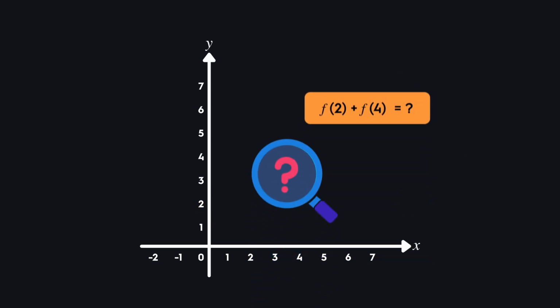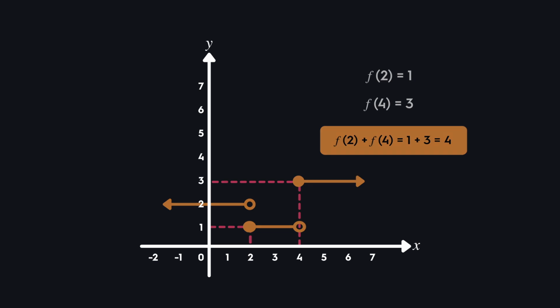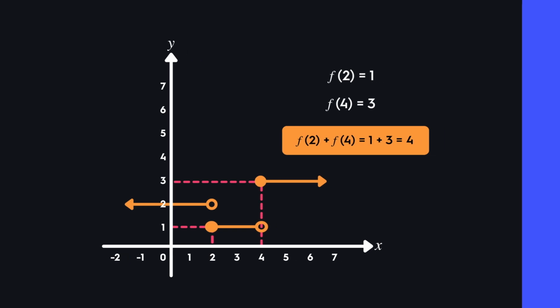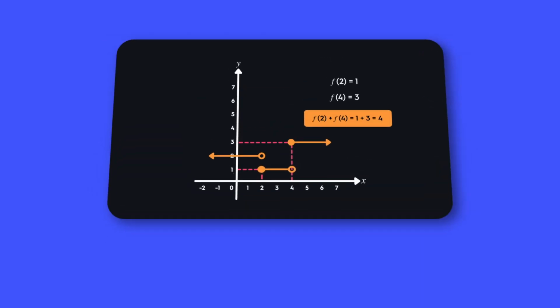When more than one point appears at the same x value, don't guess. The graph will show which value the function actually takes. So far, we've learned how to evaluate a function from a graph. Start at the x value, identify the point that belongs to the function, and read off the corresponding y value.